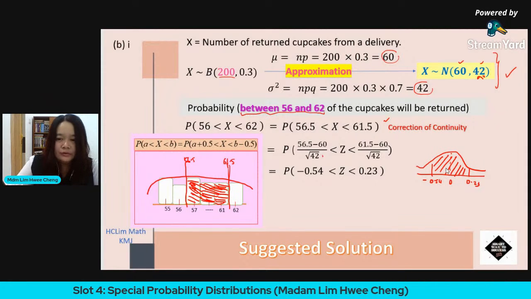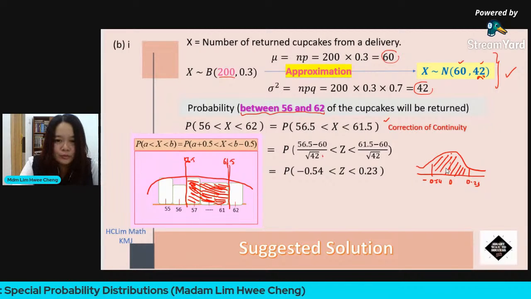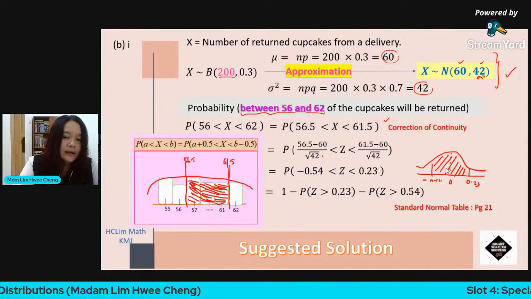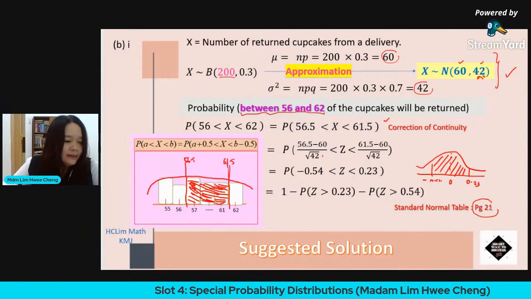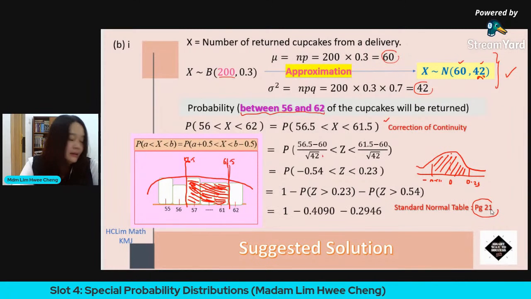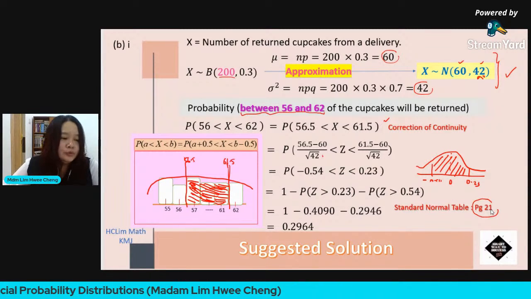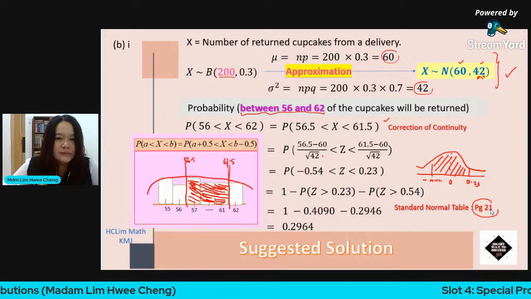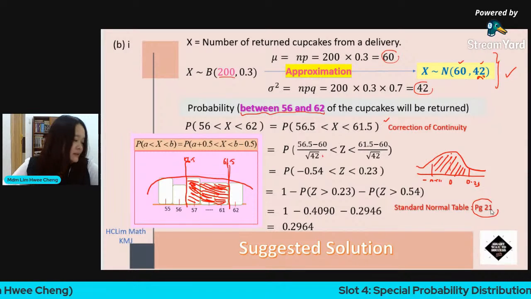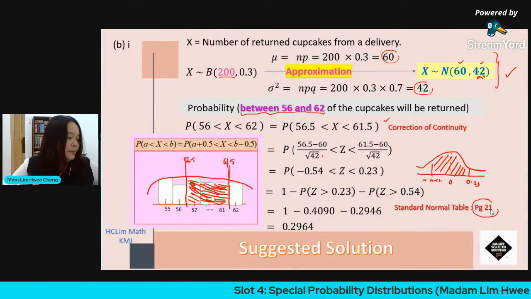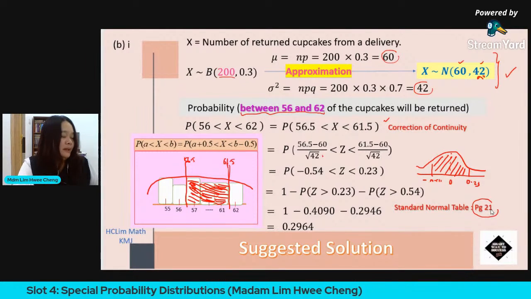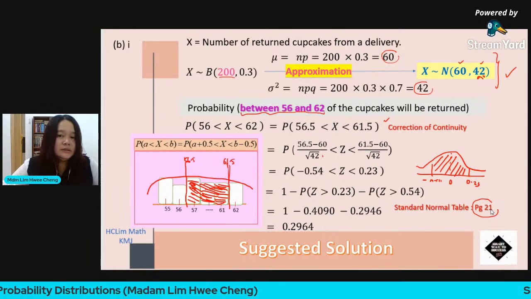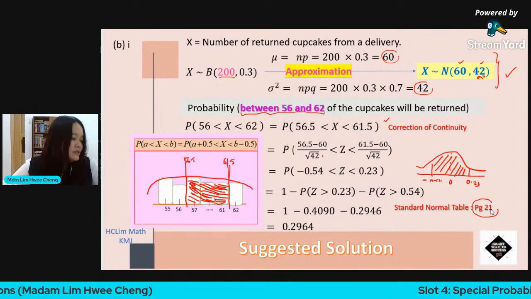So, that means that I have to use 1 minus P(z greater than 0.23 and 0.54). So, we read from the standard table on page 21. On page 21, you read, here you are going to get 0.2964. Okay, this is basically how we answer the questions on approximations. Please make sure that all of you remember, to change, you do the continuity correction first, then only you standardize.